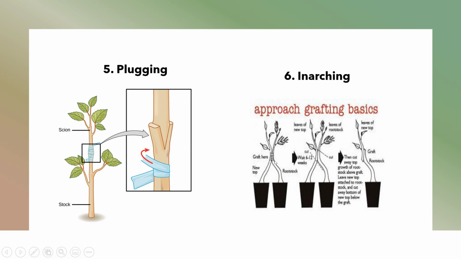Wrap it tightly using plastic materials like plastic cellophane, and after that you have to leave it for 30 to 45 days, and you can see that they are connected. You can see plant number 1 and plant number 2 after 30 to 45 days. The plants are well connected. So that is the inarching method.